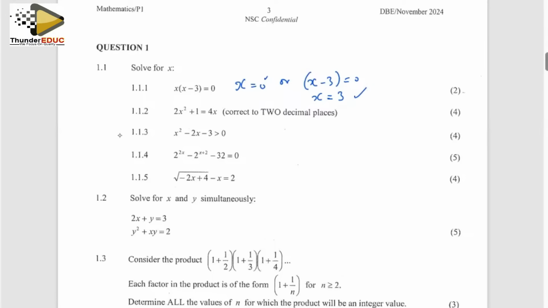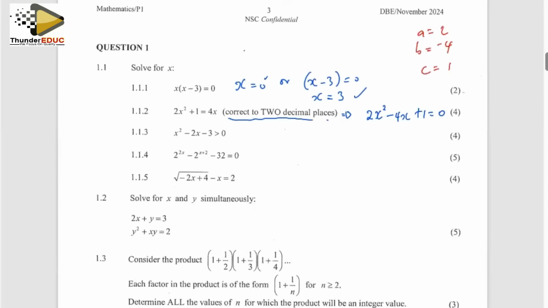Then 1.1.2, whenever we have to correct to 2 decimal places, that's going to be the quadratic formula. But before we start with the quadratic formula, we need to create the standard equation where everything is on one side of the equal sign, and we are left with a 0 on the other. So that's going to be 2x squared minus 4x plus 1 is equal to 0. From that, we notice that a is 2, b is negative 4, and c is 1. Then all we have to do is substitute into the quadratic formula.